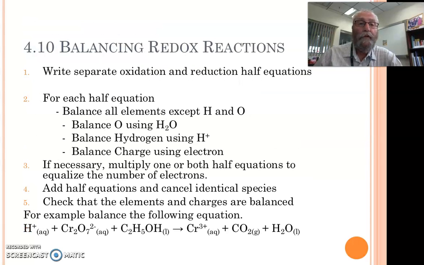Then also you need to revise the whole idea of how to balance a redox reaction. This hasn't come up very often in a free response question, but it has come up in multiple choice. So it is worth going back and just remembering the process. Half equations, then balance the oxygens using water, balance the hydrogens using H+, then balance the charges, and then bring the two together.